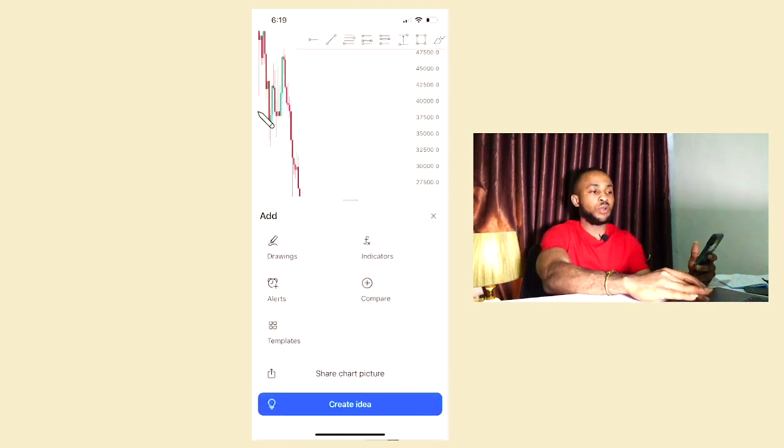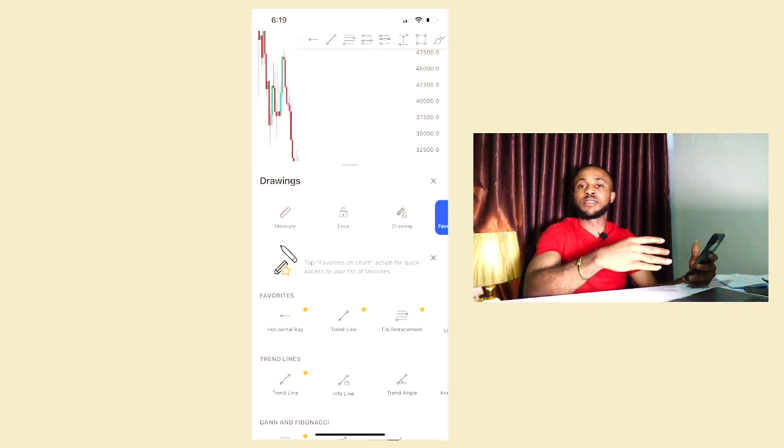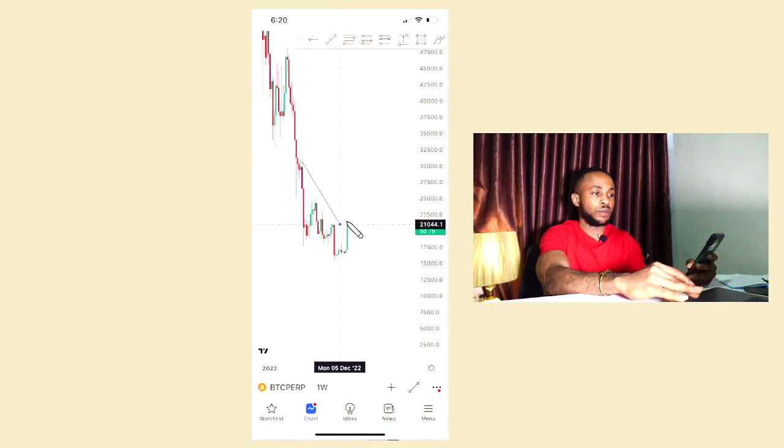The next we're going to look at is also drawing. Drawing is more used for mapping out different levels and different zones in the chart. Like we have here, horizontal line, trend line. If I click on trend line here, once I click on it, I can draw out a trend down to this price point, as you can see. So here we have a trend line.